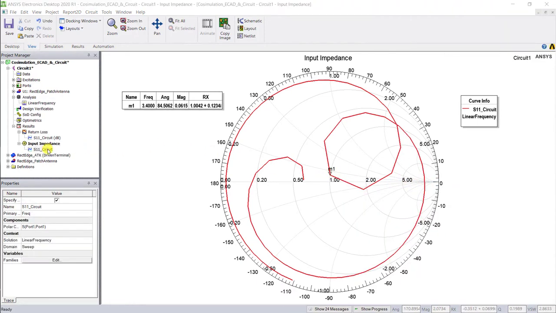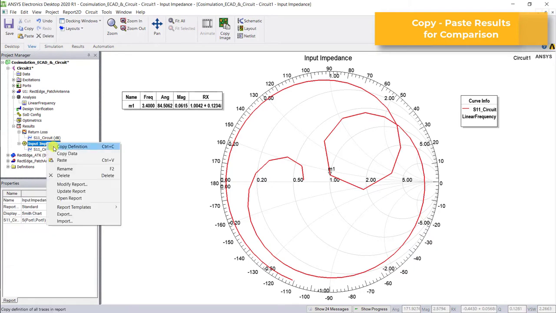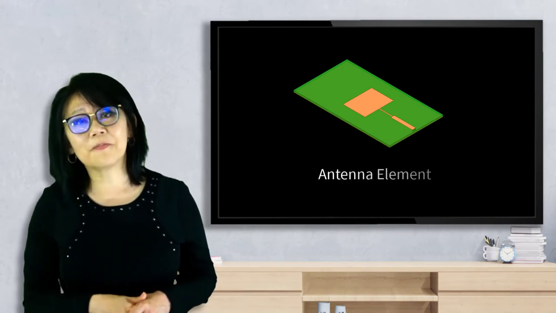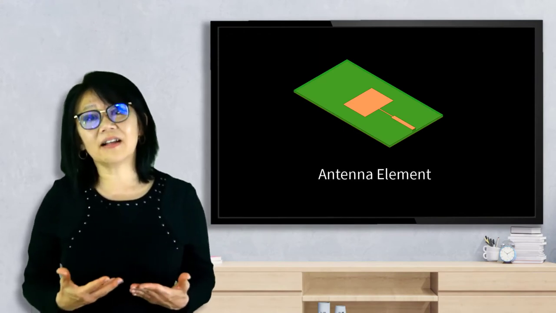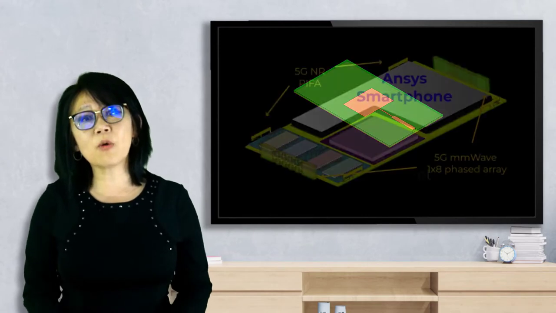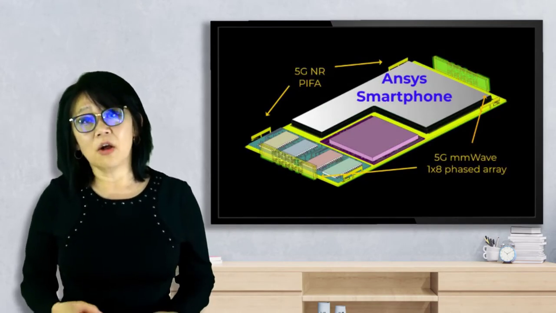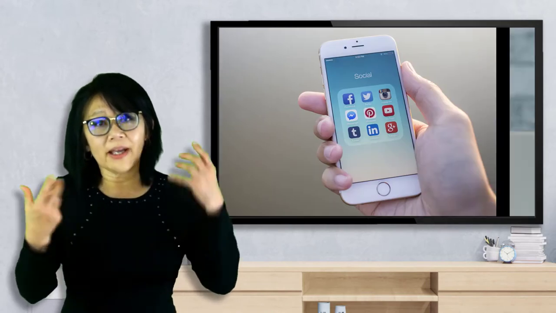Copy the curves, rename it to something that indicates it's a 50 ohm system, like load 50. Now, yes, this is a very simple scenario. It's an isolated antenna element and not the antenna in the smartphone case with all the other electronic devices on it or any objects near it, my hand or my head.